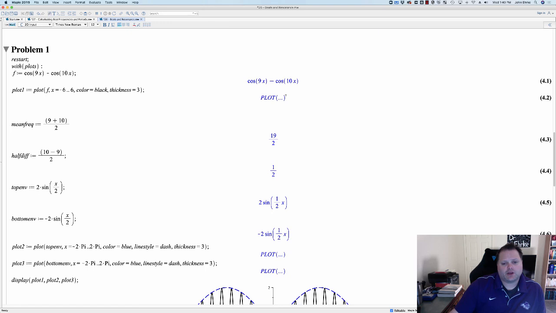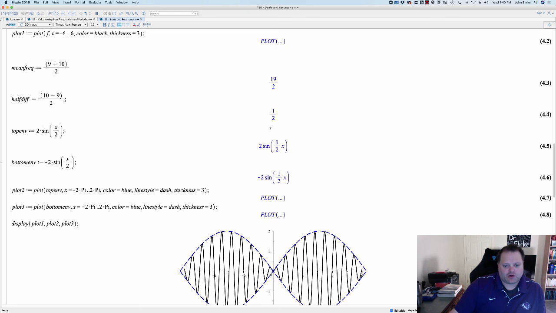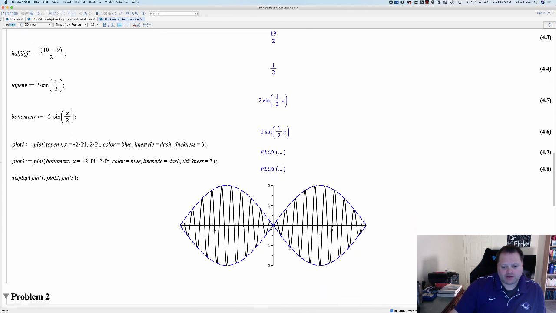So here we're taking a look at cosine 9x minus cosine 10x. It's very similar to what we just looked at. You can calculate the mean frequency and half difference frequencies, and create the top envelope, which is the long curve, and the bottom envelope. So the 10 minus 9 over 2, that's the 1/2. That's the frequency of the long piece. So you've got the longer beat frequency here, is what this is called.